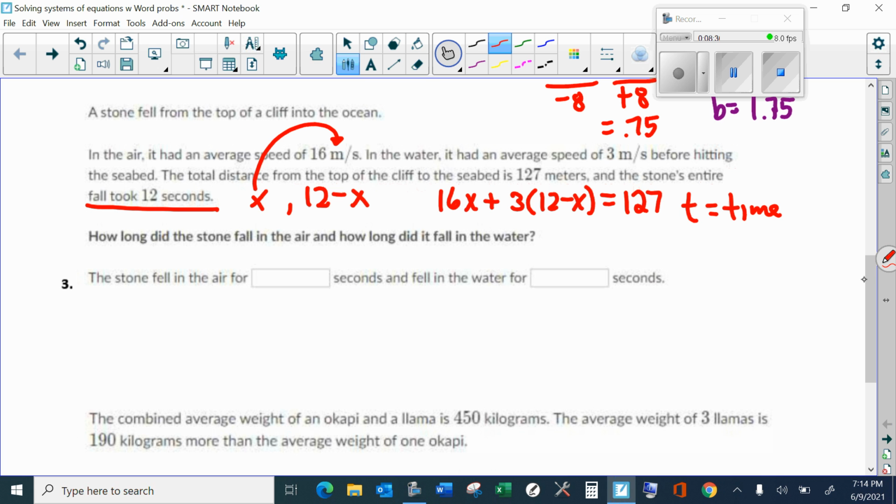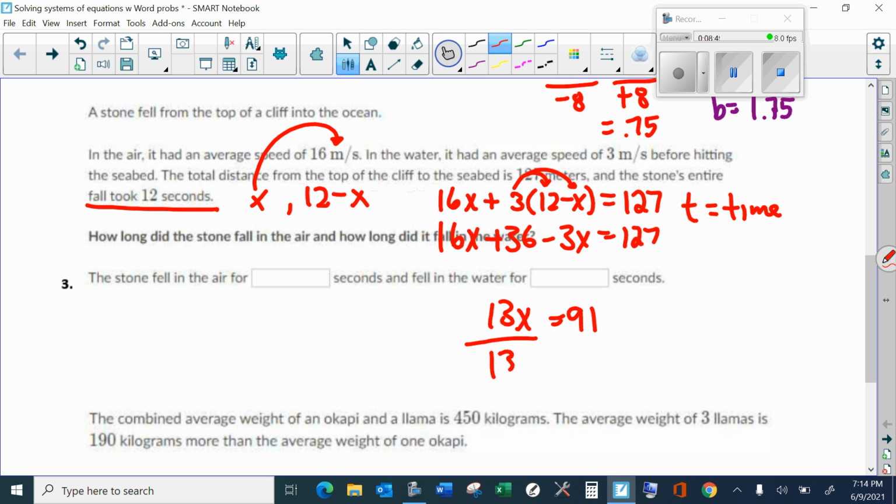Okay. So now we go ahead and distribute and then combine like terms afterwards. 16X plus 36 minus 3X equals 127. That gives me 13X equals 91. Divided by 13 on both sides. And you get 7. So X is 7 seconds. Remember, X we put with the air one. The stone fell in the air for 7 seconds and fell in the water for 12 minus that 7 is 5 seconds for a total of 12 seconds.